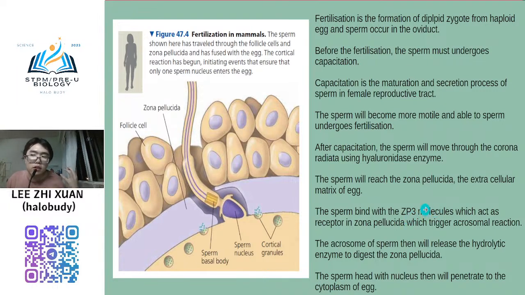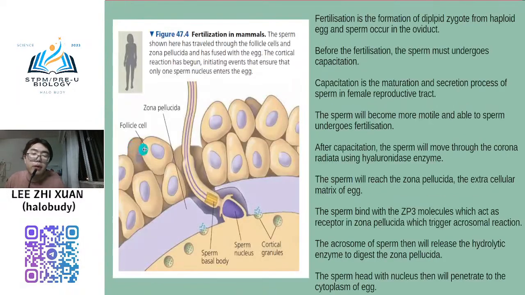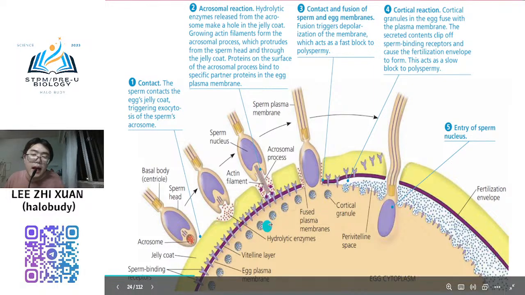So it will trigger the signal transduction pathway to secrete the enzyme, and then it will trigger a series of actions. But the series of actions you don't need to know. You just need to know that it will trigger the signal transduction pathway. The final response is that it triggers the endoplasmic reticulum to release more calcium ion into the cytoplasm of the secondary oocyte. So the increased level of calcium ion will trigger the cortical granules within the egg to fuse with the plasma membrane of the egg. You see that there are many cortical granules in the cytoplasm of the egg.